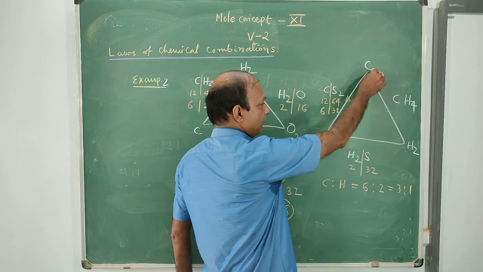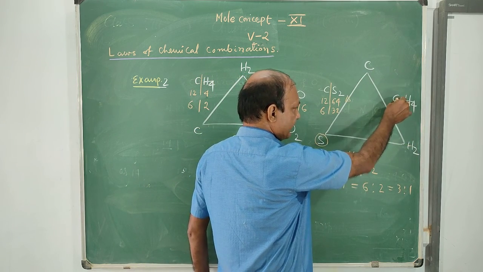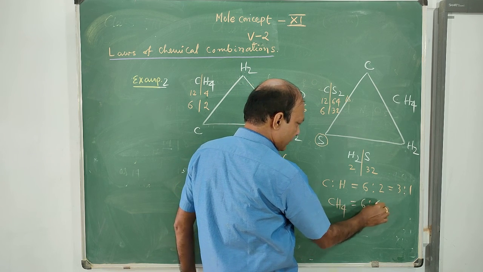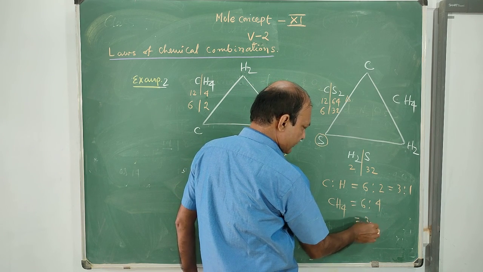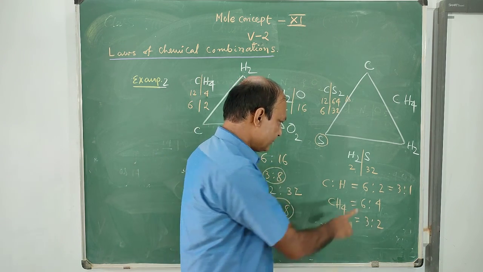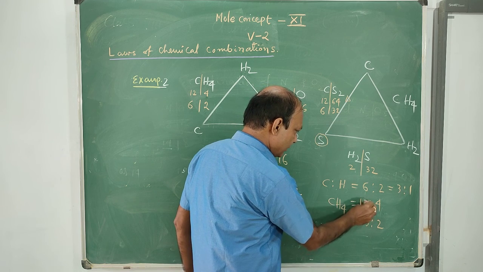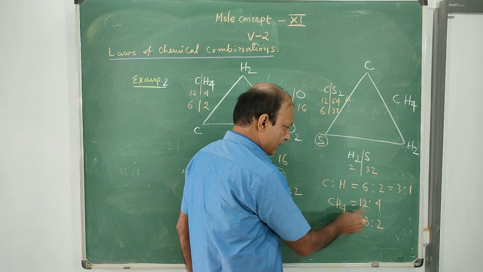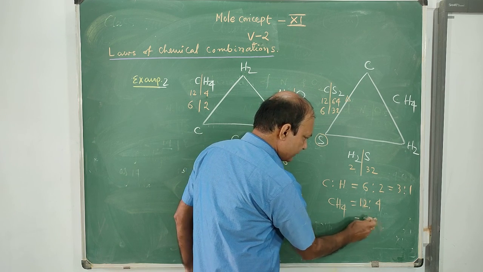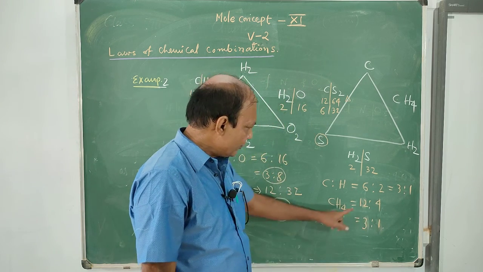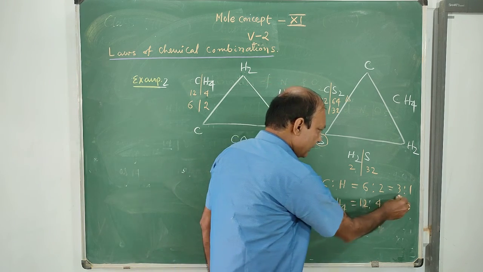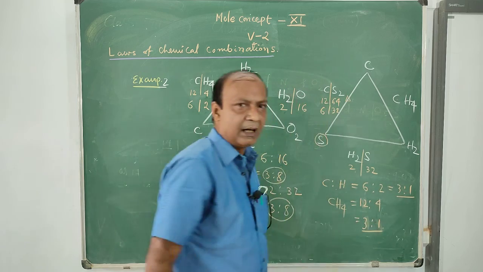These two elements when they combine with each other form methane. So in methane, the ratio is 12:4, carbon is 12, hydrogen is 4. So now divide it, 3:1. So see, 12:4 is equal to 3:1. So these two ratios are equal.